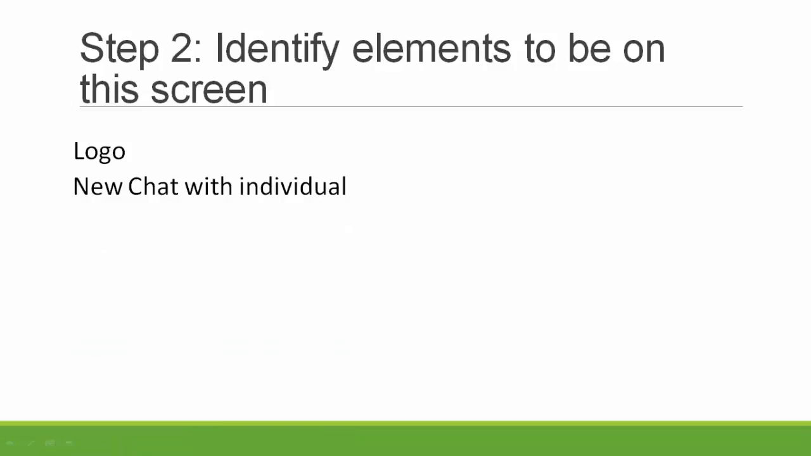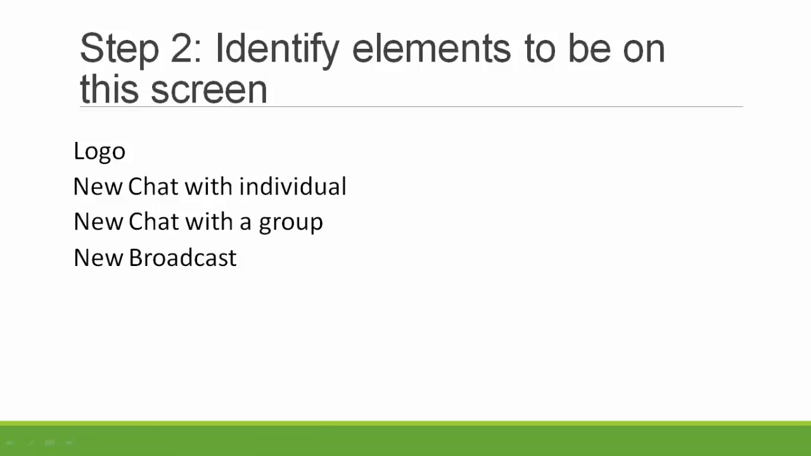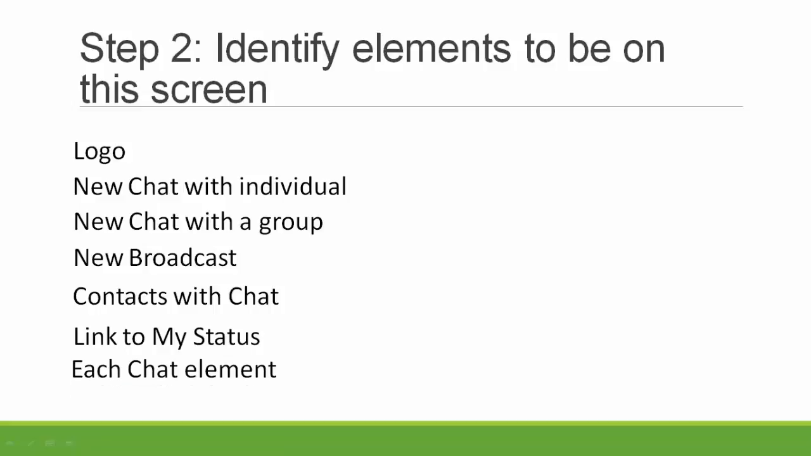The first is the logo. The second could be a link for a new chat with an individual. The third could be a new chat with a group. A broadcast message. A list of contacts with the chat that is listed there. And links to my status. And each individual chat element. Let's translate that and see how it looks for a returning user.